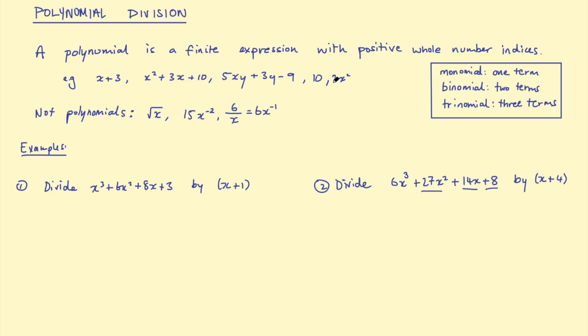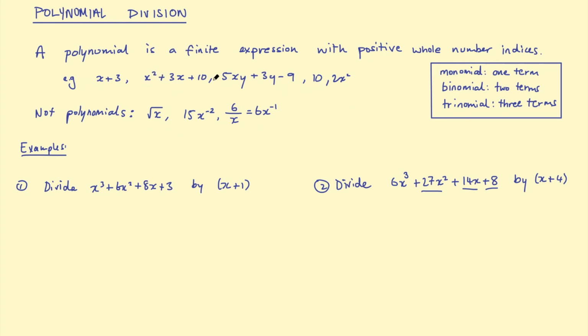In this video, we're going to be doing some polynomial division. Let's start with a definition. A polynomial is a finite expression with positive whole number indices. So finite, meaning it has a countable number of terms. It doesn't stretch into infinity. And positive whole number indices or exponents, meaning we cannot have fractions as powers here.